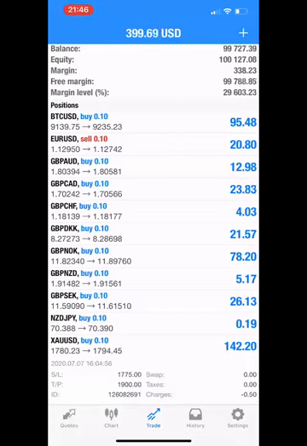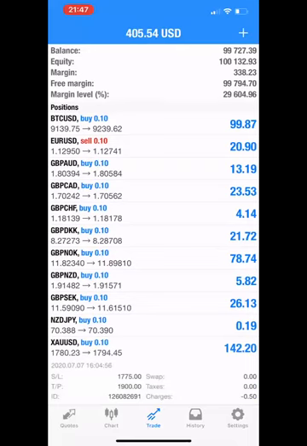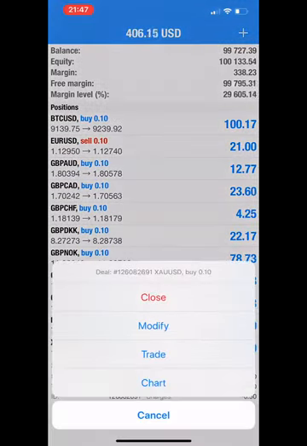I want everyone to really pay attention to this part. I entered the trade at 1780.23. How do I know that? Underneath where it says XAU USD, there is a number. Modifying is really important. Why? I'm going to teach you.